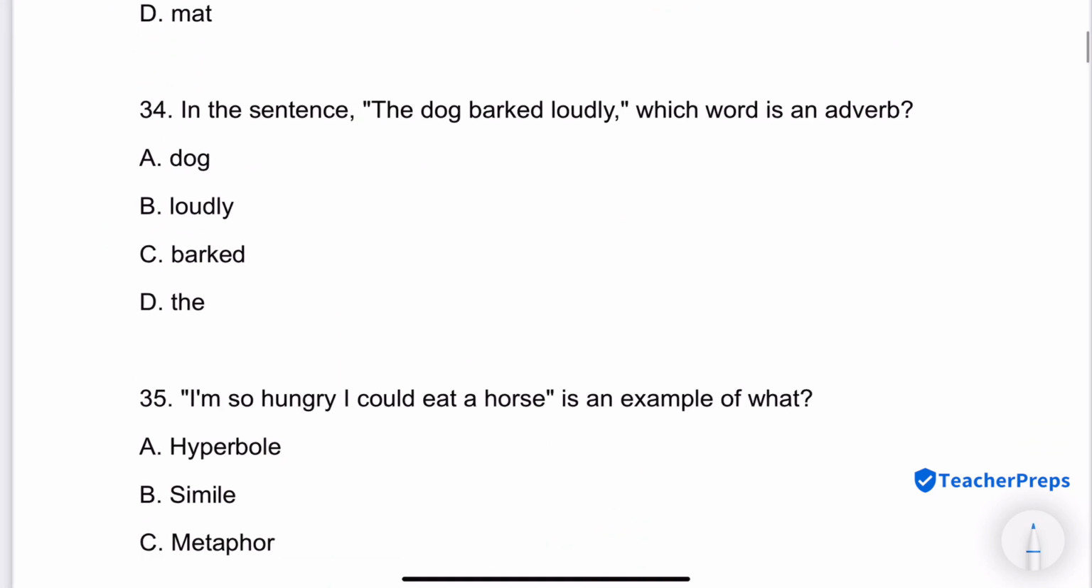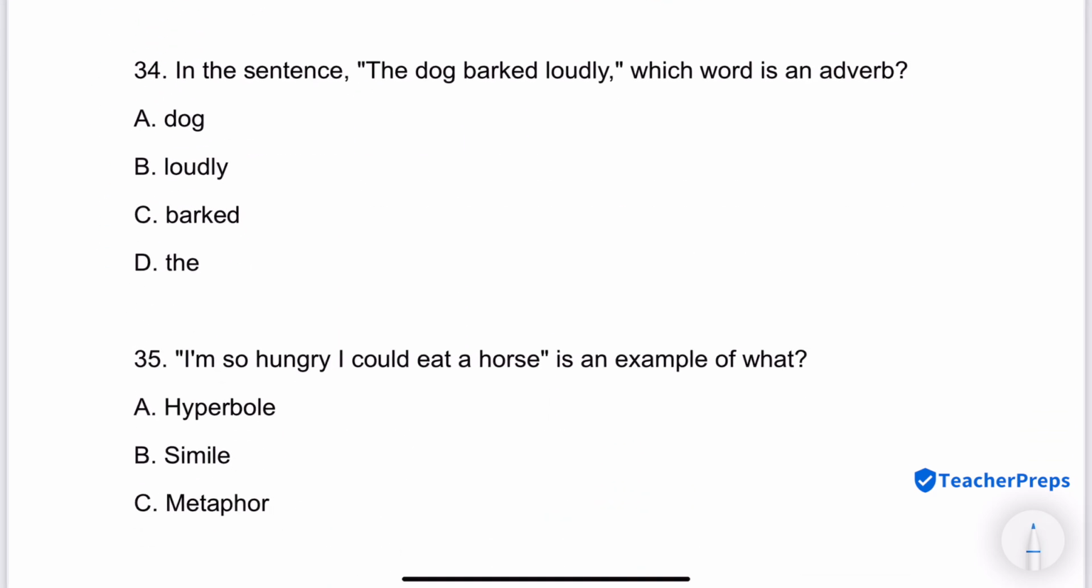All right, moving to question 34. In the sentence, the dog barked loudly, which word is an adverb?